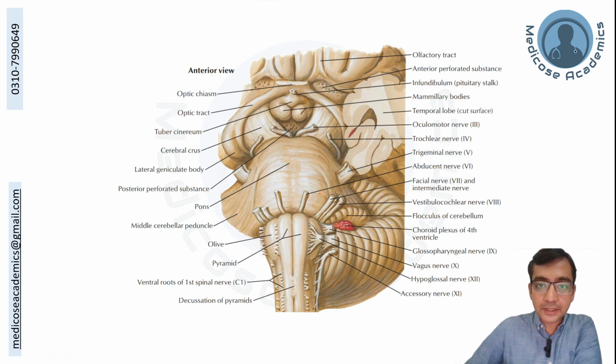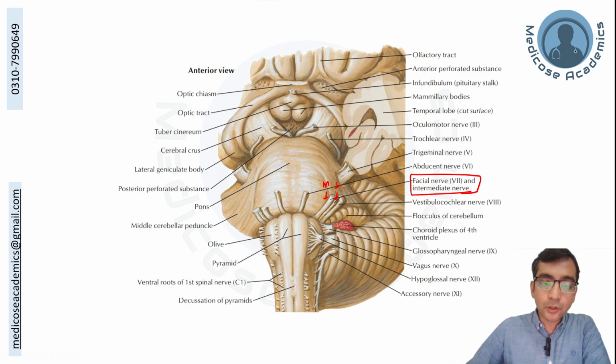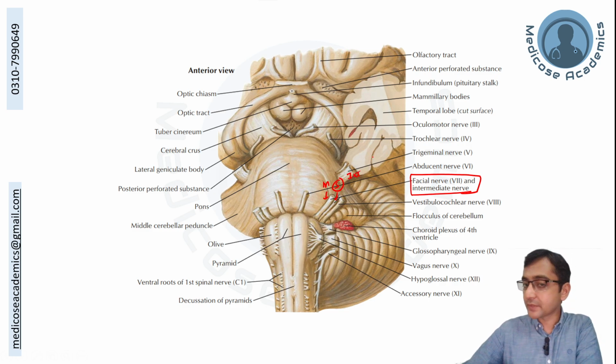The next one is this one. It has two parts. This is the main motor part, and this small one is the sensory part, and this is the facial nerve. The small nerve is called the intermediate nerve. It's not technically sensory because it also has a parasympathetic part, so it is the intermediate nerve.